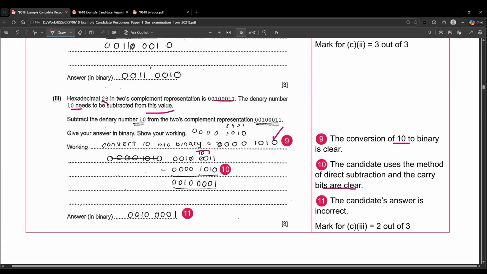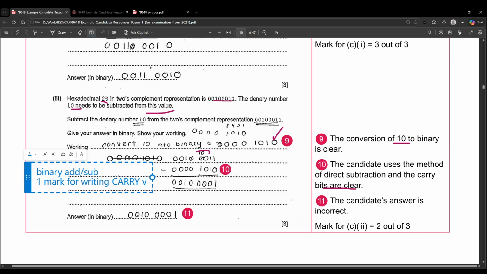Okay, now one thing to remember here is that whenever we have binary addition or subtraction, you get 1 mark for writing the carry value. So if you miss out writing the carry value, you will be losing 1 mark. So they've done that, but their final answer is wrong. So that is why they do not get the mark.